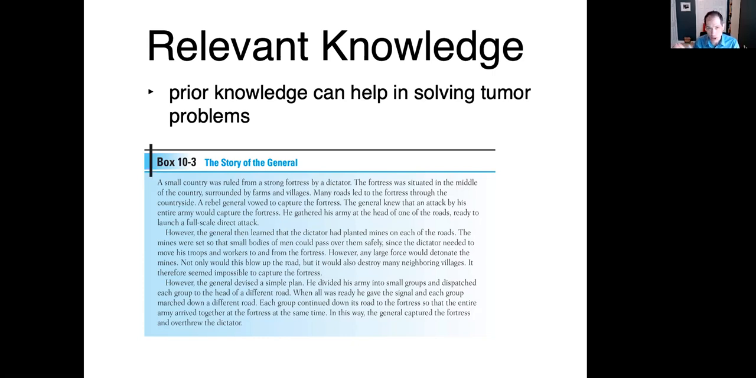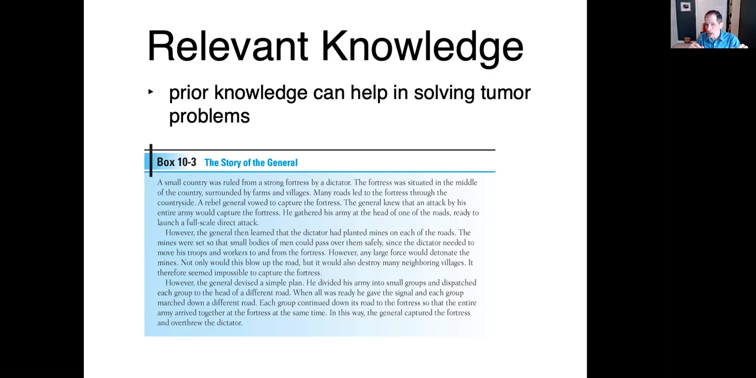If he tried to move his army over any one of the roads, it would detonate these mines. But he devised a plan. He divided his army up into smaller groups, dispatched each group at the head of a different road. And when he was ready, they gave the signal and they marched.